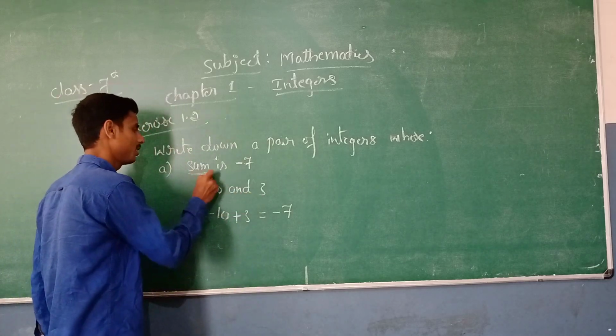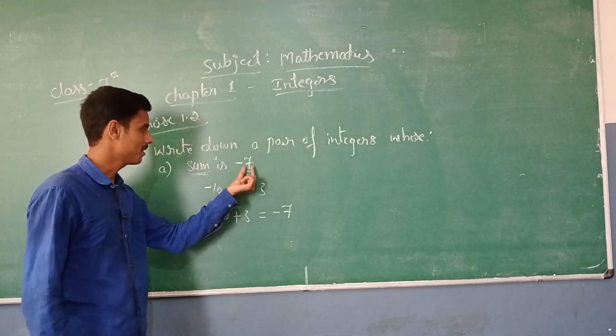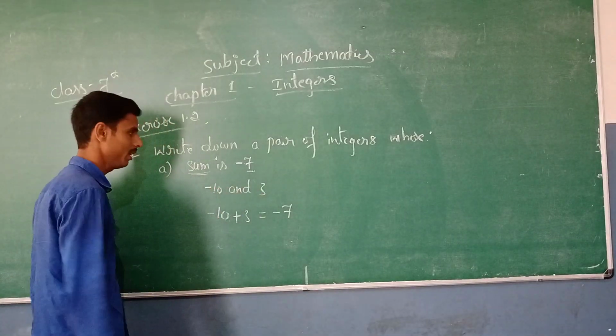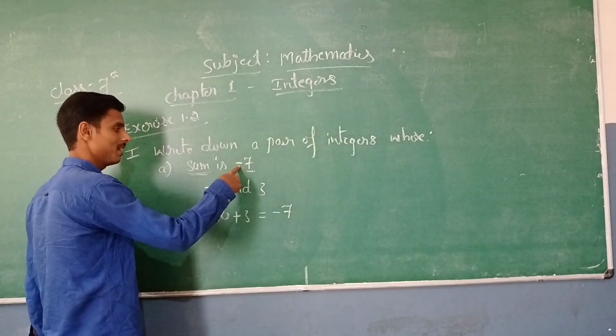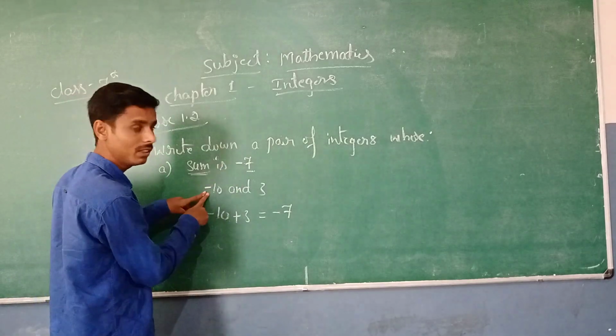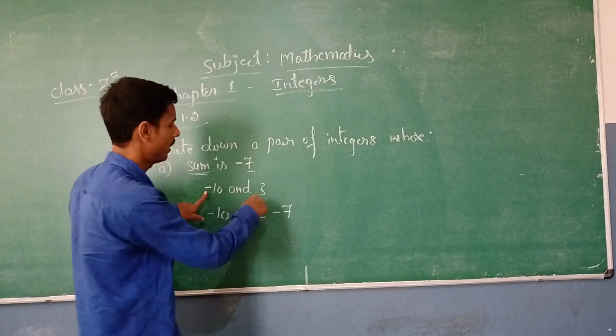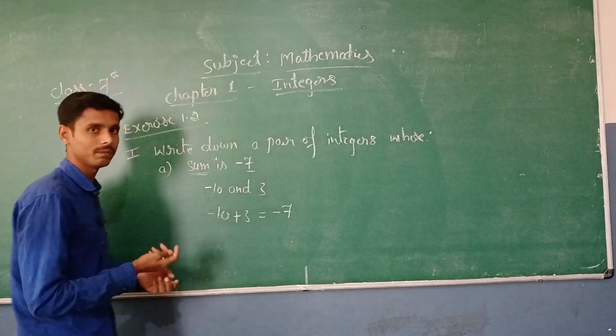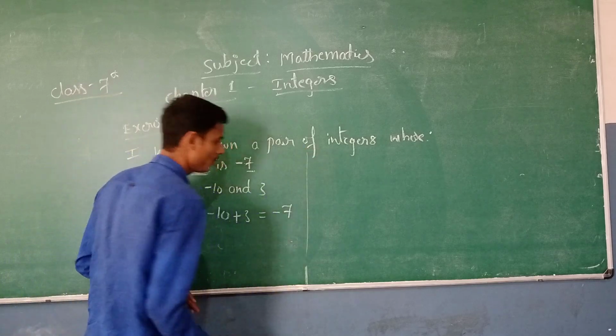So first we have to check the difference. The difference is 7. So 10 and 3 have a difference of 7. In that we should get a minus sign. Therefore we will put minus for one, and the other will become plus. Not only can we write minus 10 and 3, some more integers also we can use.